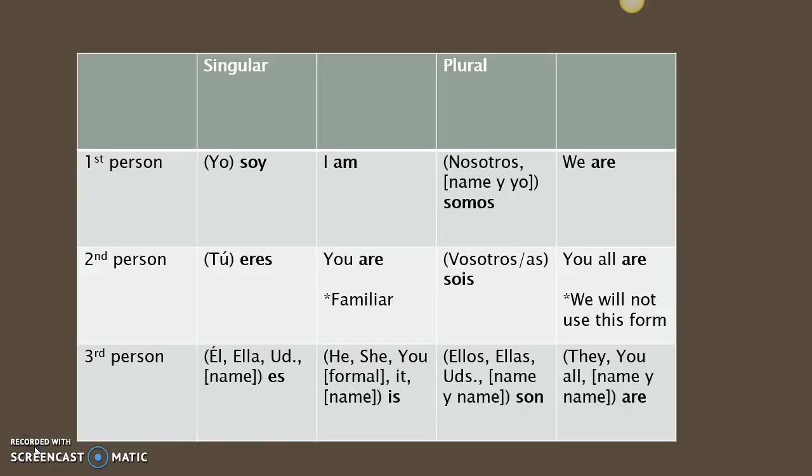The plural third person conjugation of the verb ser is son. In English, son means are. You can use any of the plural third person subject pronouns with this conjugation of ser, or you can use a subject that includes someone's name, someone else's name.